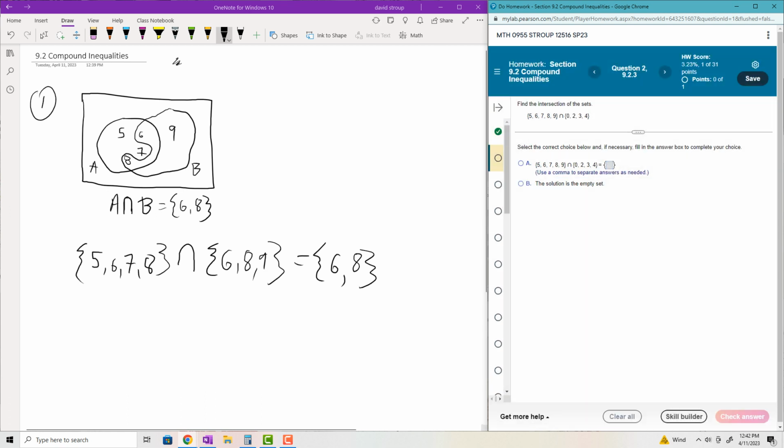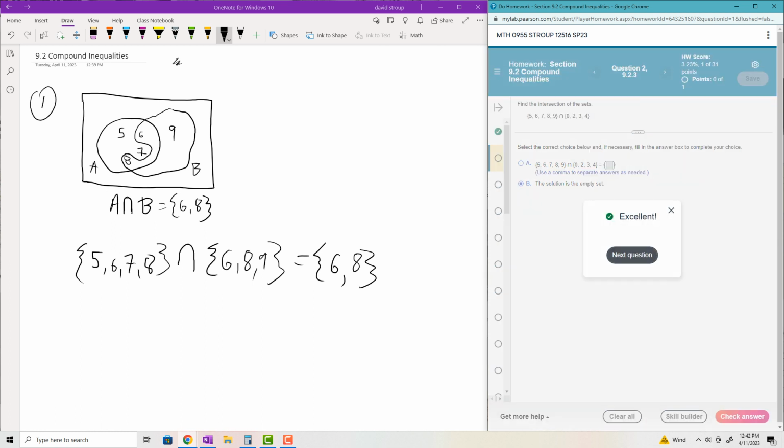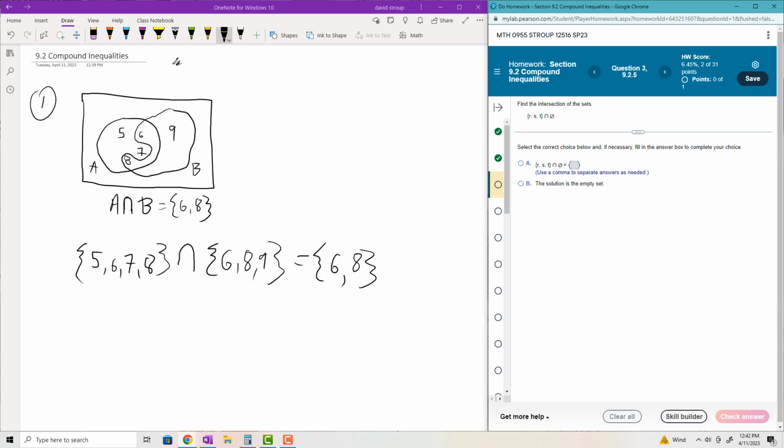Okay. Right, this one, 5, 6, 7, 8, 9, and 0, 2, 3. Neither has anything in common, right? There's no numbers that are in both. So when that happens, you'll just say the solution set, the intersection, is empty. There's nothing in it. This is a little bit weird.